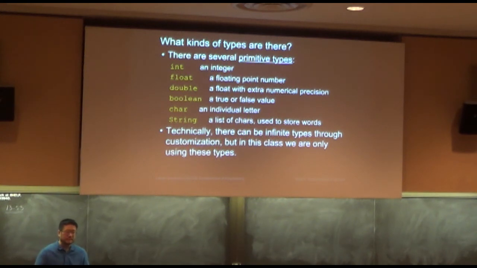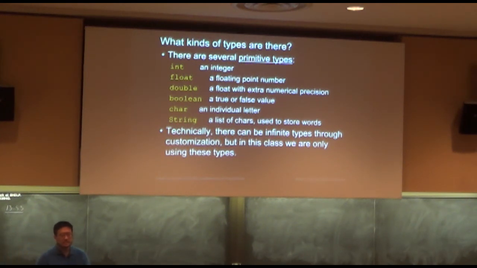Okay, so what is the list of types that we're working with? The list of types that we're working with is basically these 6, and there's a few other types that are in the book that you should be aware of. But we will essentially work with only these types.